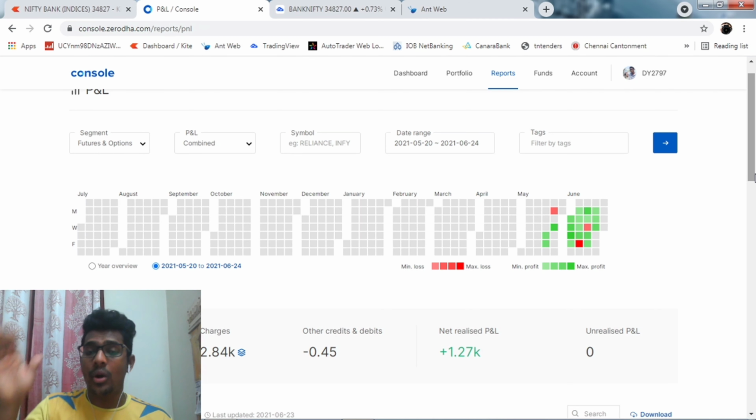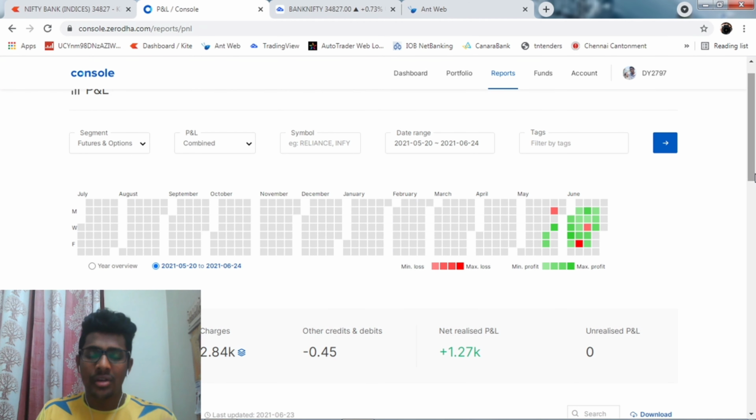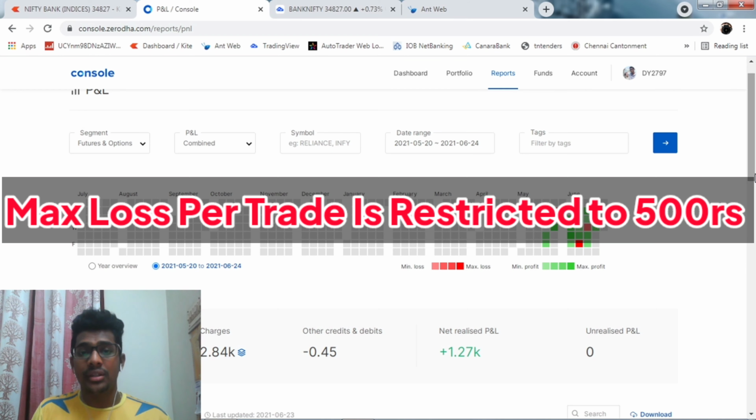And those are the people who are consistent, as I am, because I can say that I am consistent because I cut losses. I focus on losses more than my profits. So when I restrict my losses to a certain limit, my profits automatically come the other way. In all the trades I took, my loss was restricted to 500 rupees per trade, because I cannot afford to lose more than that in this small 10k account.